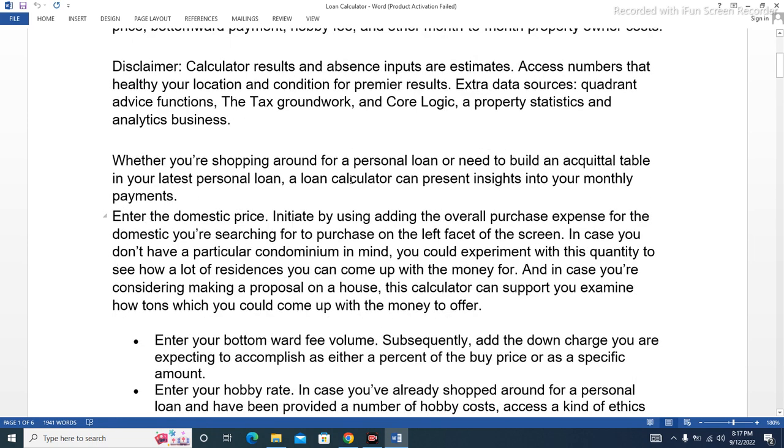Enter the home price. Begin by adding the overall purchase price for the home you are looking for to purchase on the left side of the screen. In case you don't have a particular home in mind, you could experiment with this amount to see how many homes you can afford. And if you are considering making an offer on a house, this calculator can help you examine how much you can afford to offer.